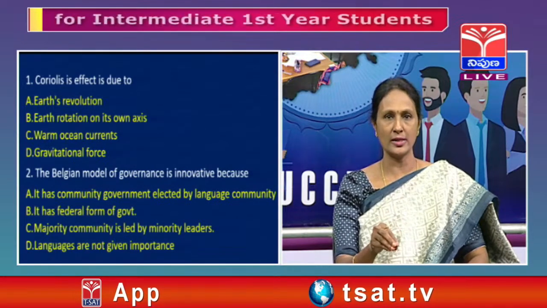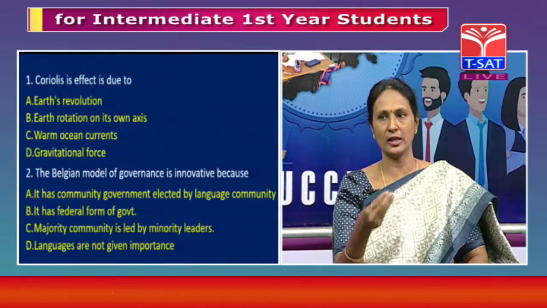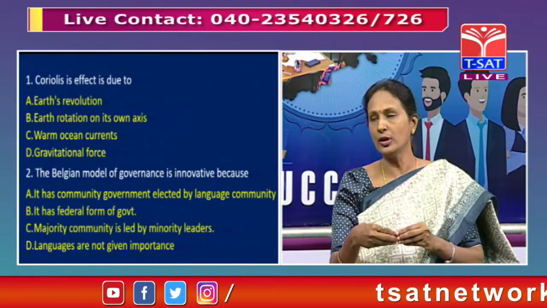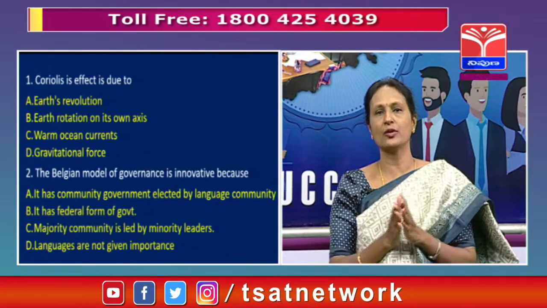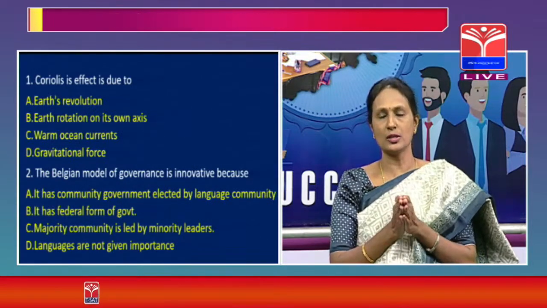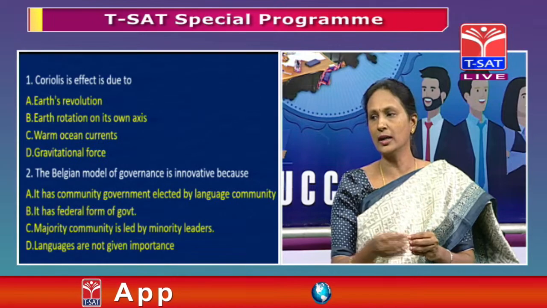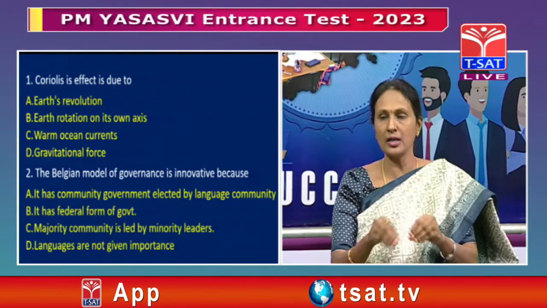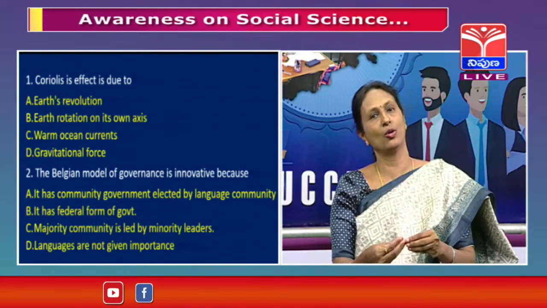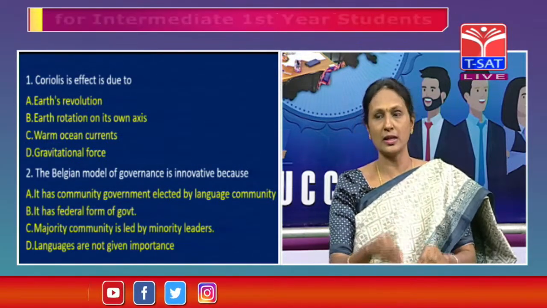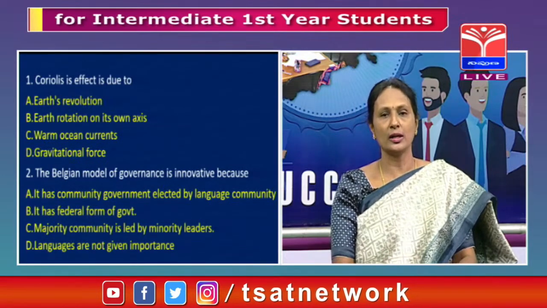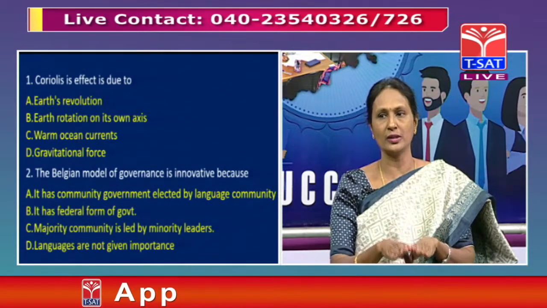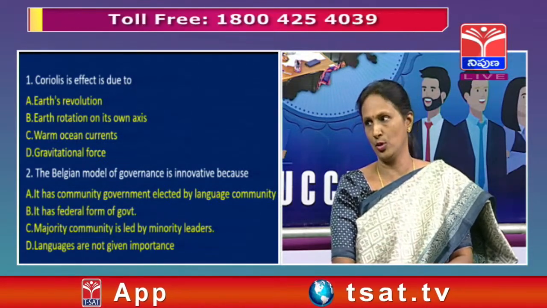So there is an understanding between the Dutch and the French government in the central government, and in Brussels they have another kind of government. Here the languages are given more importance, and the unique feature of this Belgium model is that they give importance to the community government, where the three languages, even German people, are invited to participate in the governance of the country. The Belgium model keeps in mind all three languages, and people are given equal importance.